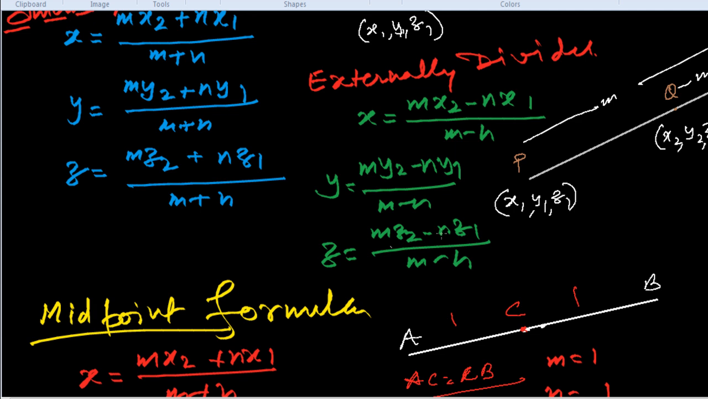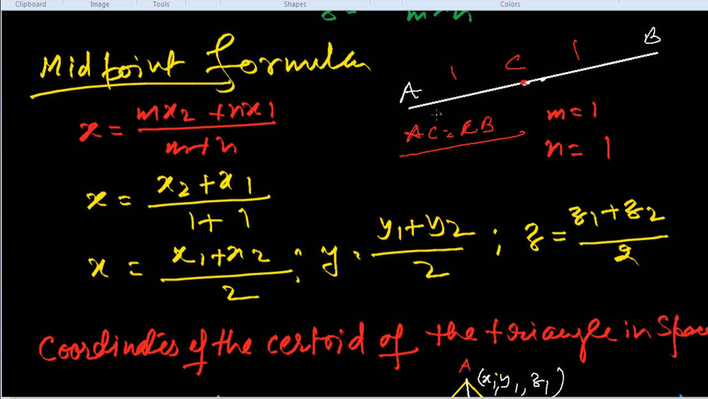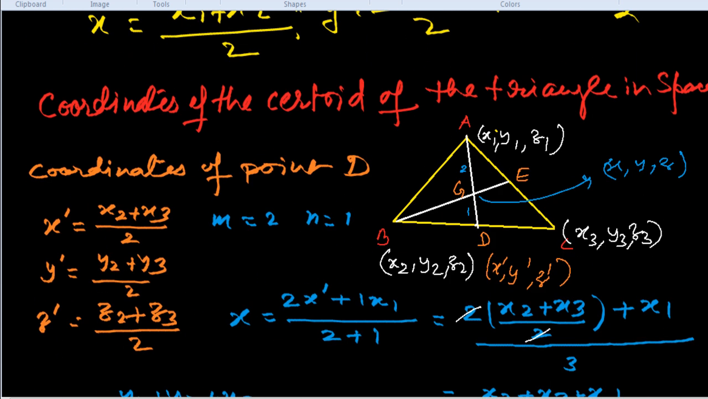Now the midpoint formula. If the point C divides the line segment AB in the ratio where m is 1 and n is 1, we put this in the section formula for internal division, (mx2 + nx1) over (m + n). So m is 1, n is 1, we get x2 plus x1, or 1 plus 1 which is 2, so (x1 + x2) over 2, this is the x. Similarly y is (y1 + y2) over 2, and z is (z1 + z2) over 2. So now we see the coordinates of the centroid of a triangle in space.